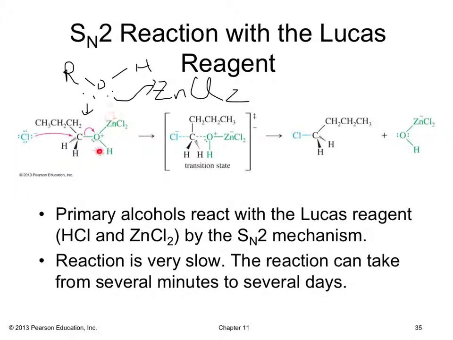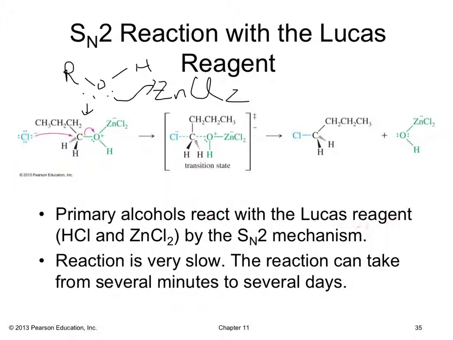So now there's a separation of charges with a positive charge on zinc, and now from the other side, the chlorine from HCl will react, kick off, and generate the two species. And here is the intermediate. Again, this is an SN2 reaction, and so your nucleophile attacking and your leaving group leaving is happening at the same time.